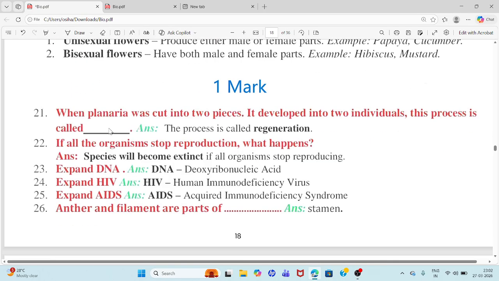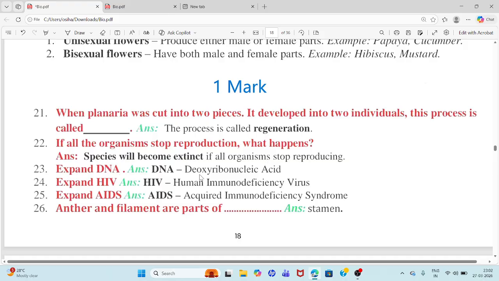One more question, sir. When a planaria was cut into two pieces, it developed into two individuals. This process is called regeneration. If all the organisms stop reproduction, what happens? Species will become extinct if all organisms stop reproducing.